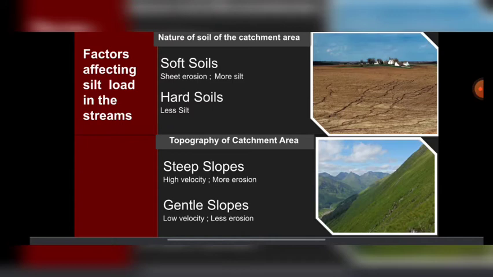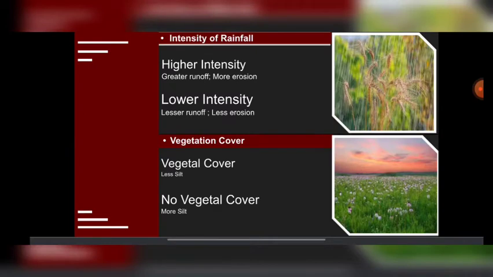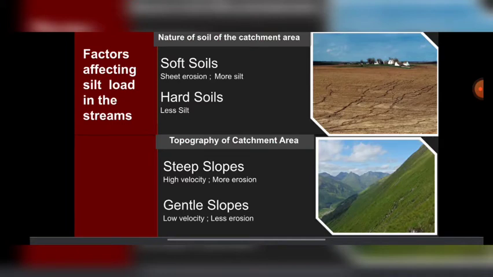The extent of erosion and hence the silt load in the stream depends upon four factors: nature of soil of the catchment area, topography of catchment area, intensity of rainfall, and vegetation cover. Coming to our first factor, nature of soil of the catchment area. It is an important factor. If the soil is soft, there is always a possibility of sheet erosion, which contributes to more silt. The tributaries collecting water of the catchment area containing hard soil carry less silt.